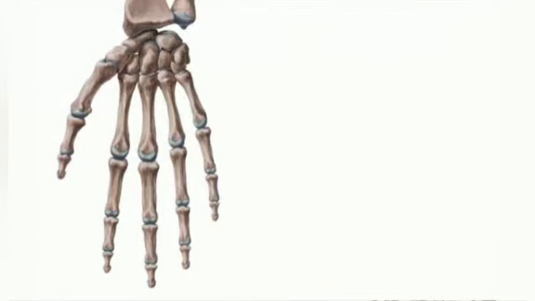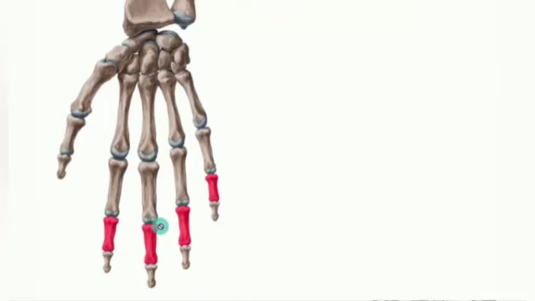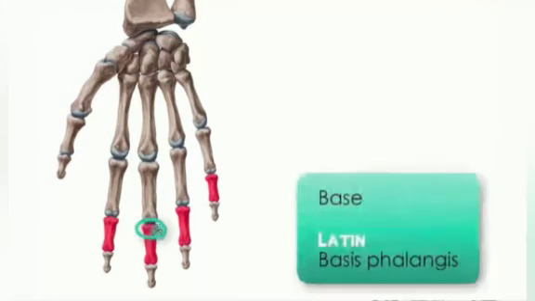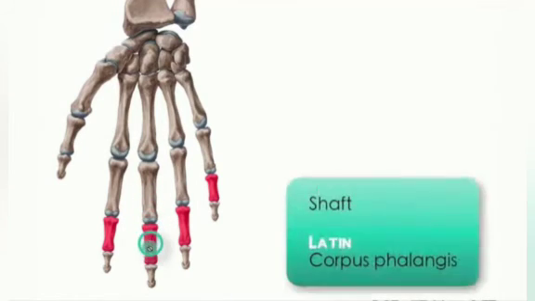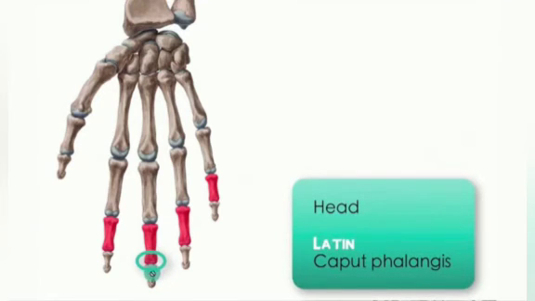Now moving on to the middle phalanges, and as you can see there are only 4 on each hand because the thumb doesn't have a middle phalanx. What you need to know about the middle phalanges is that they're also divided into 3 main structures. If you notice here, a base that is articulating with the proximal phalanx. Then there is a shaft, and on the most distal portion, you find also a head that is then articulating with the distal phalanx.